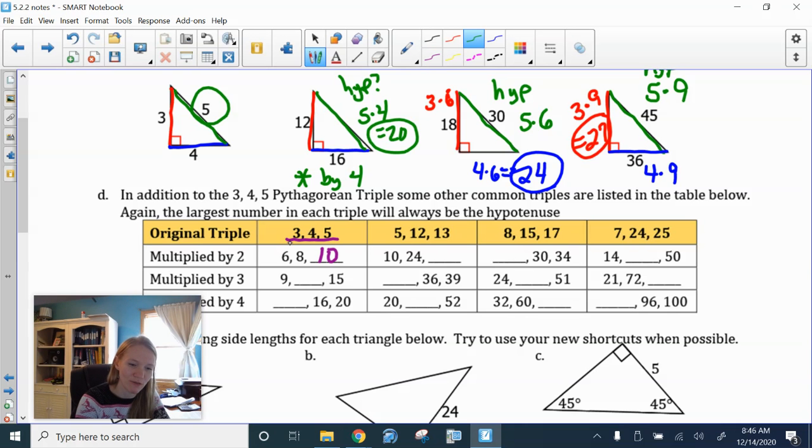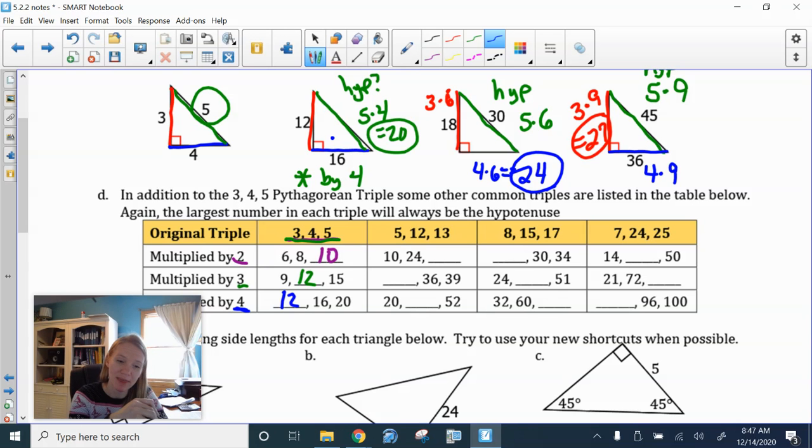If I was to do my 3, 4, 5 triple and multiply by 3, then the 3 would become a 9, the 4 would have to become a 12, and the 5 would have to become a 15. If I took my 3, 4, 5 triple and I multiplied by 4, then the 3 times 4 would become a 12, the 4 times 4 is 16, and the 5 times 4 is a 20. So that's just again showing, and we saw that, the 12, 16, 20 on our first triangle up here.